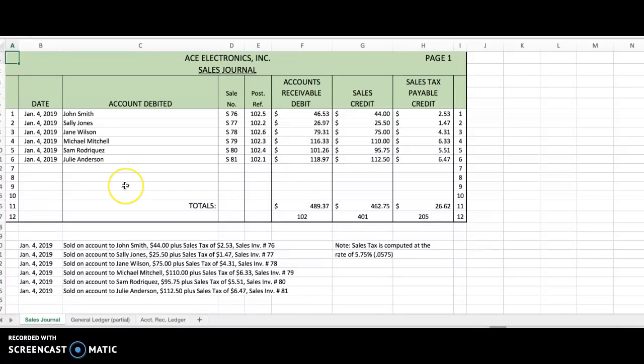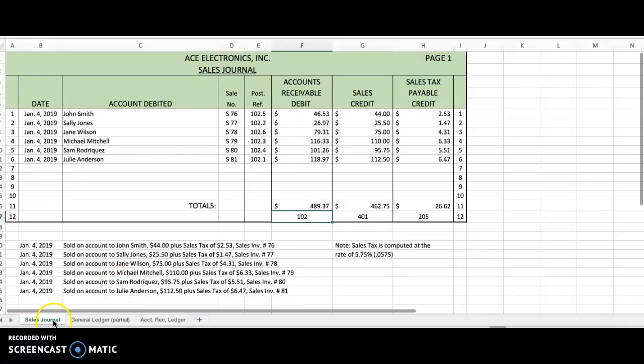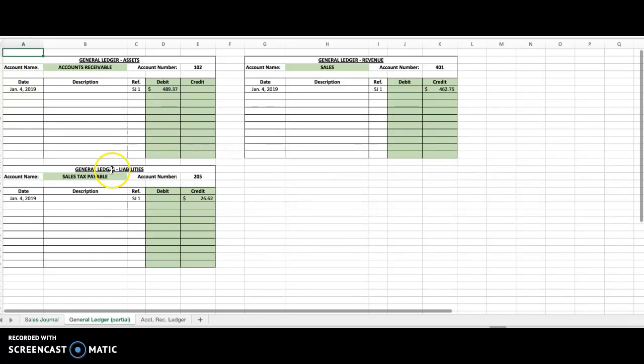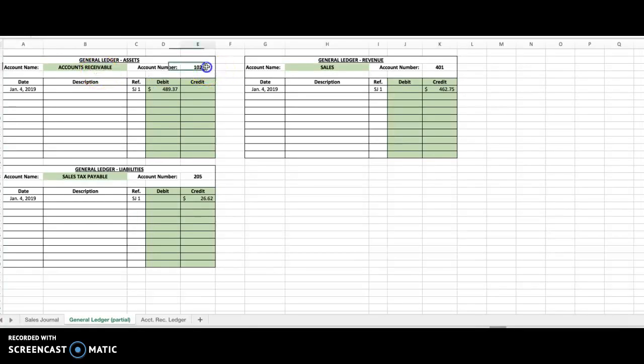Okay, let's look at posting. At the end of the day, we need to post. First thing we post typically would be the totals. The total of all the charge sales, including sales tax, is $489.37. This adds up all of these numbers. So that's posted to account 102. If you look at the bottom of the page, you see tabs, and the general ledger will show accounts receivable, account 102, the date. The reference column is SJ1, which means sales journal page 1, and you see the debit put in there.